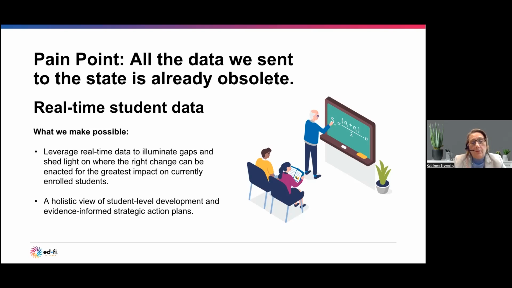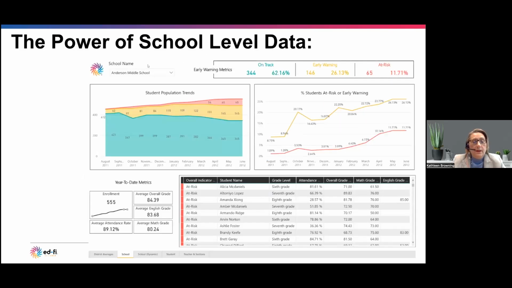Now, I talked a minute ago about your data coming into your operational data store being granular. It's at the student level. That gives you the ability to aggregate all of your student data up to a school level so that you can see the performance of each of your schools in your district.